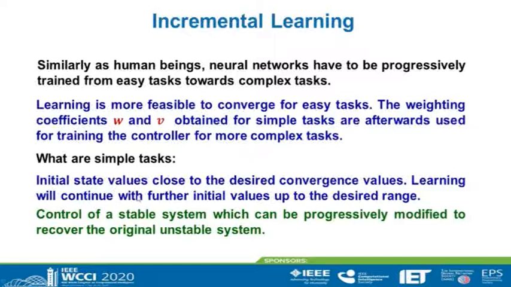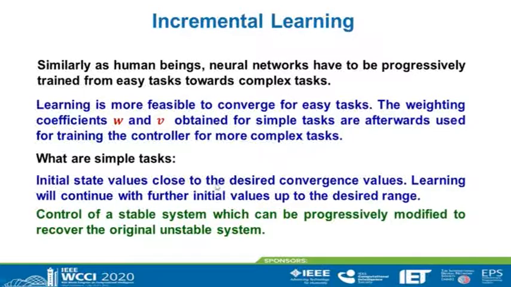Imagine we have to train a neural network for controlling a dynamic system working in a wide range of operating conditions. This wide range of operating conditions could be a wide range of initial states, and these initial states of the system must converge to a final decided values. At the beginning, we will start with initial states very close to the desired convergence values, so that learning is much more simple, the convergence is much more feasible.